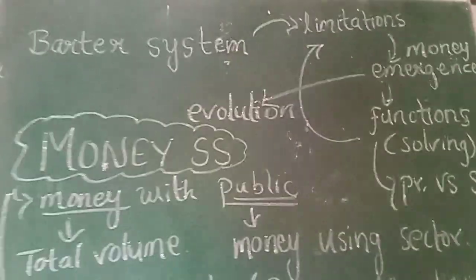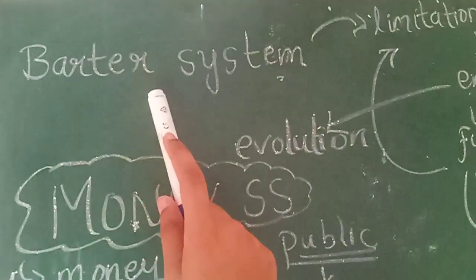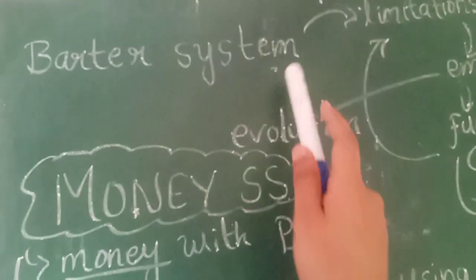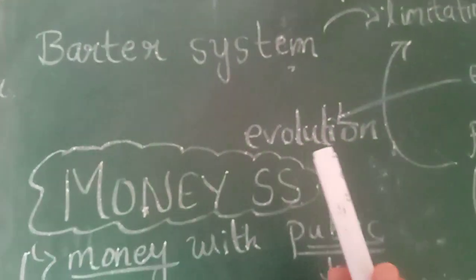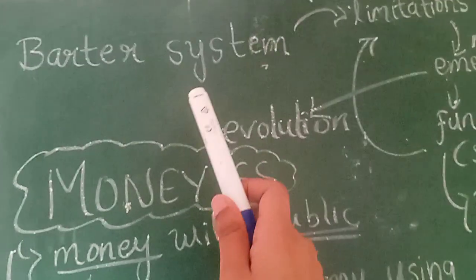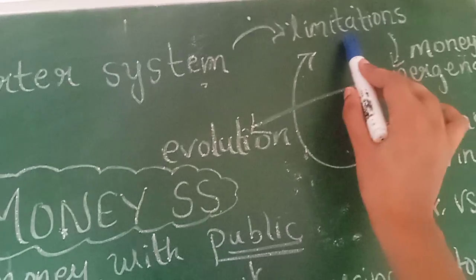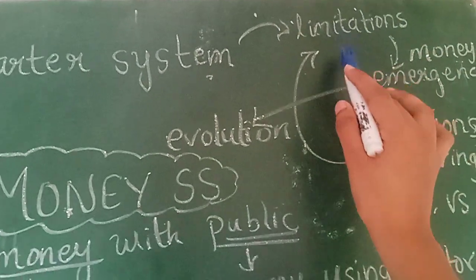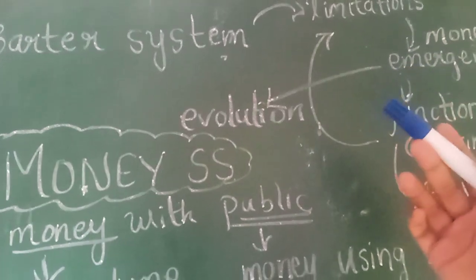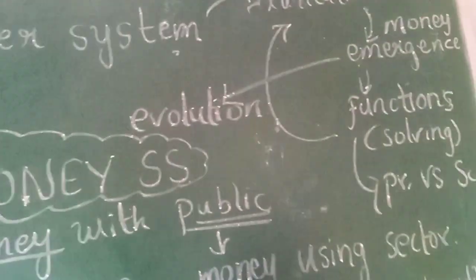Okay, so in the first phase you have to deal with the barter system, because the barter system was the system prevailing in the economy to exchange goods and services before the invention of money. But this barter system had some limitations, and so you will have to know the limitations also, like double coincidence of wants, lack of measure of value, lack of deferred payment, etc.